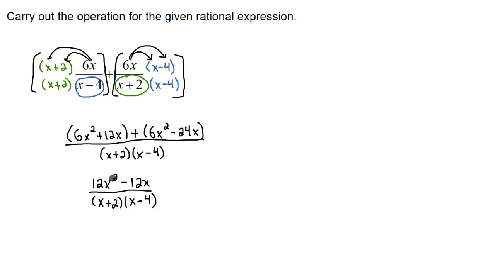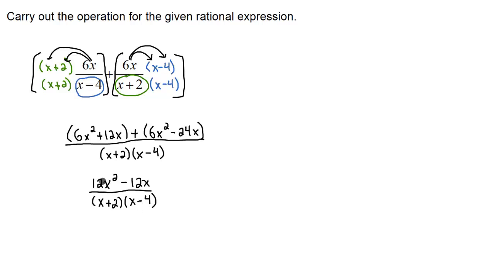We got 12x squared, and then we had 12x here, and we're adding a negative 24x. When you combine those two terms, we have a minus 12x. And then of course we just rewrite the denominator. Now after we've combined these two original rational expressions, we want to see if we could reduce anything.